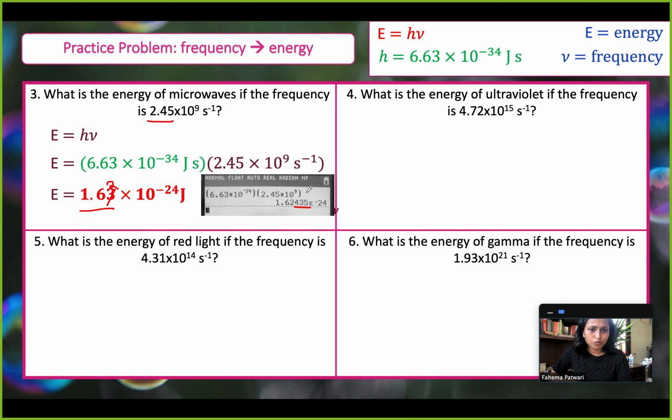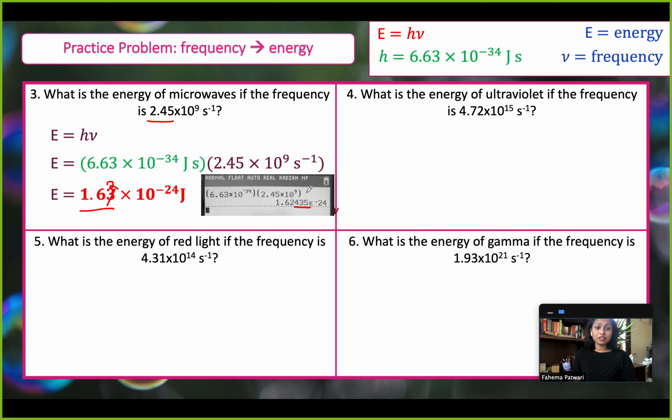All right, so let's try problem number 4. What is the energy of ultraviolet light if the frequency is 4.72 times 10 to the 15th power? Again, figure out your equation, plug the things in. All right, try this. Put me on pause, try this, then hit play and check your answer. Do the same thing for 4, 5, and 6.